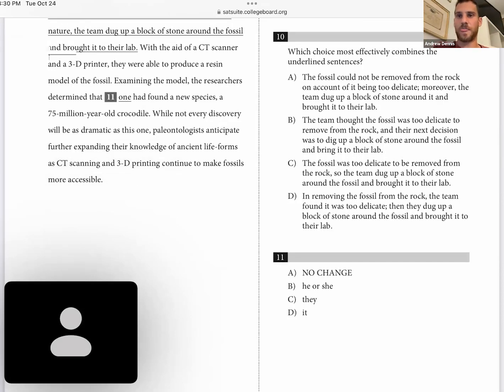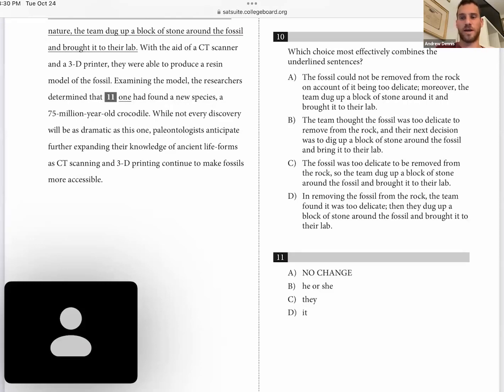All right, let's try 11. Examining the model, the researchers determined that one had found a new species, a 75-million-year-old crocodile. In examining the model, the researchers determined that he or she had found a new species, that they found a new species, or that it found a new species. The researchers determined that who had found a new species for number 11? They. That they, because it's plural. Researchers, they. Any questions on that?